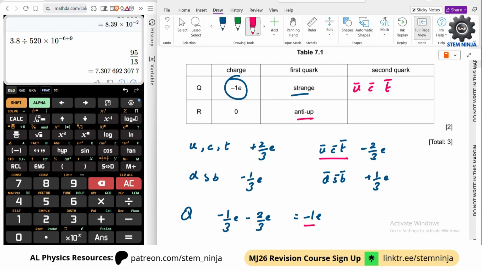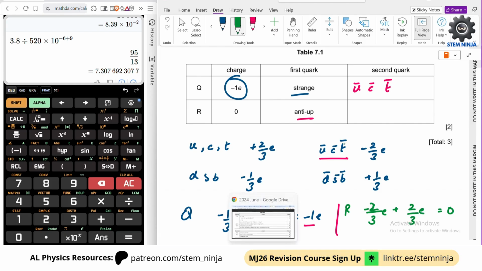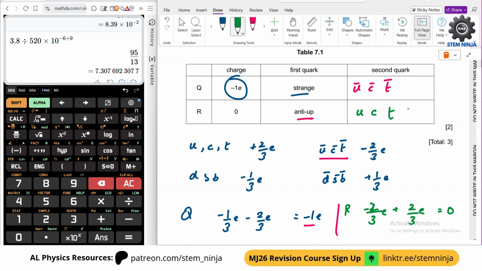Now we have anti-up. So for R, you have anti-up, minus 2/3 e. And now we need 0. So basically we need another 2/3 e but positive. So that means anything from up, charm, top.